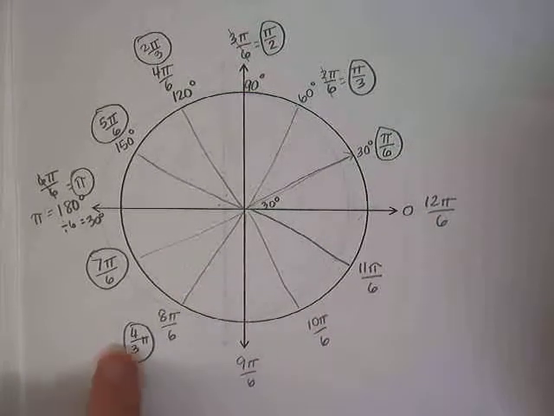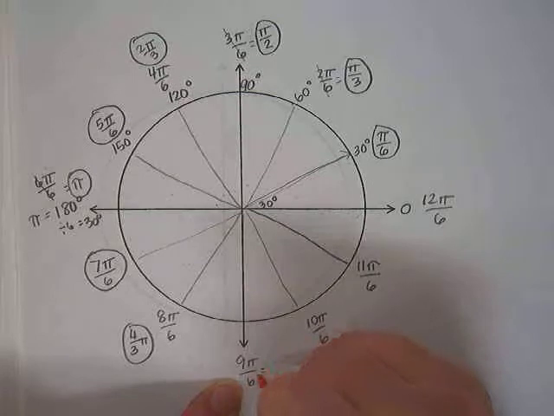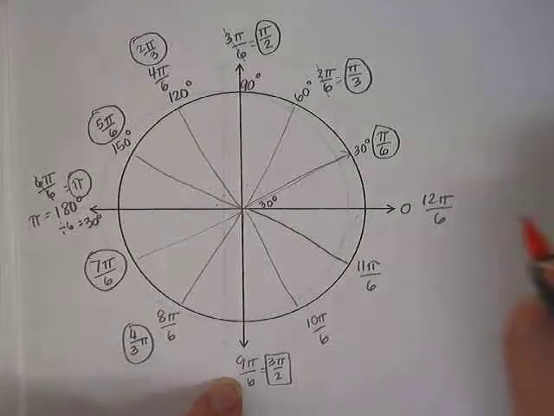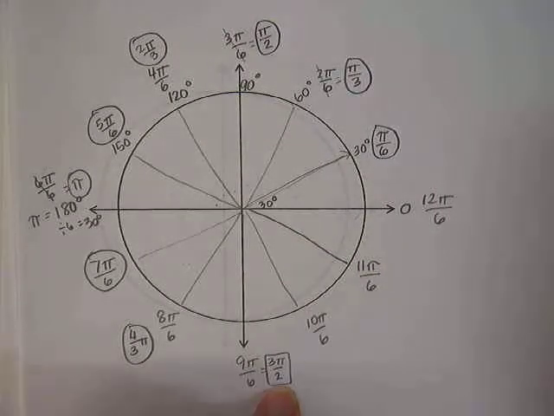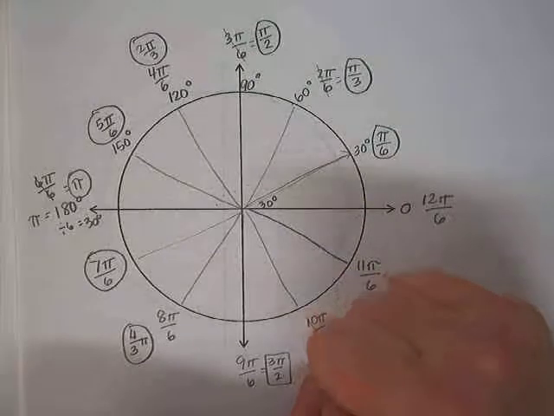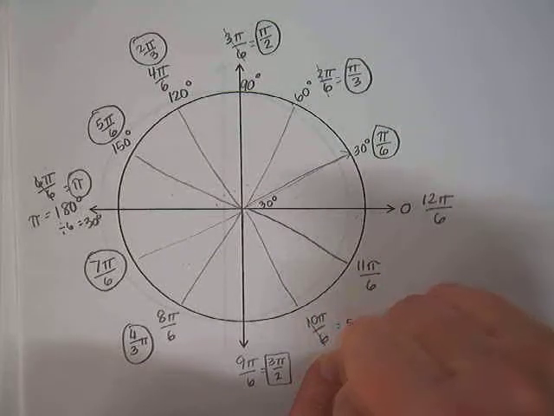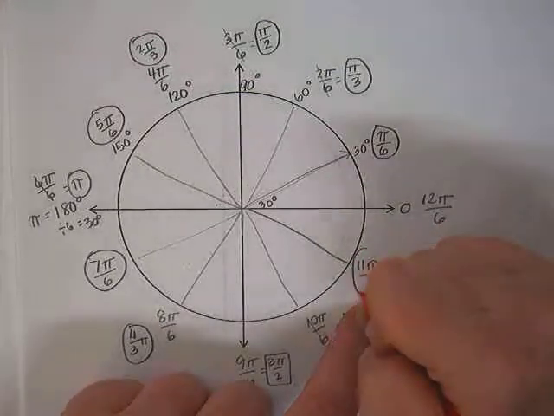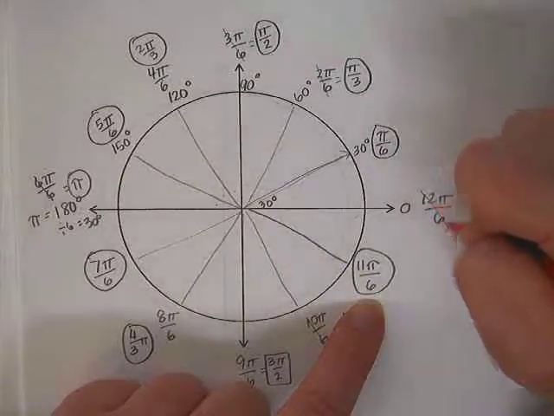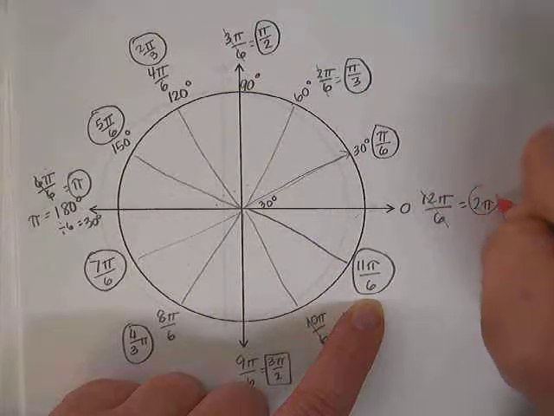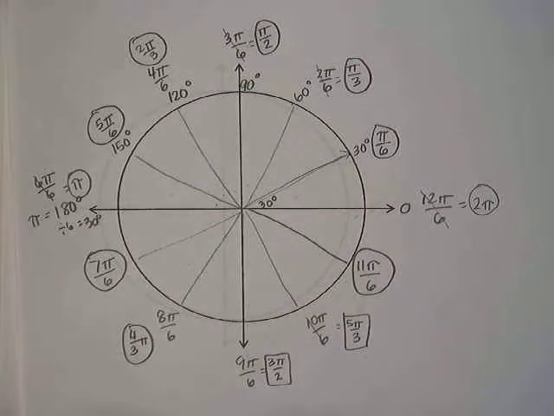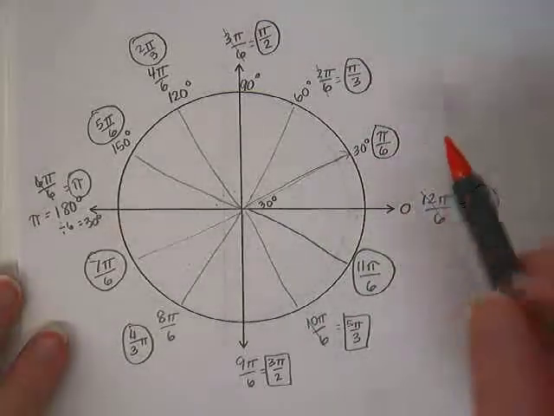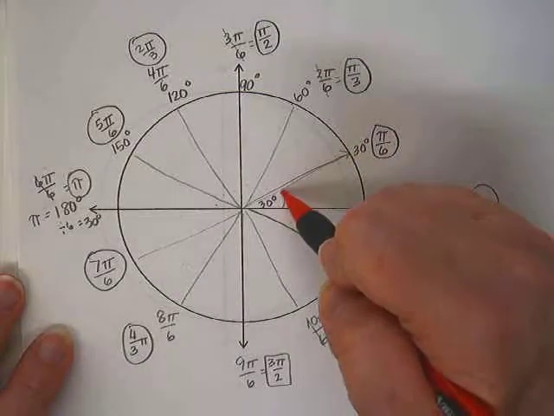7 pi over 6 does not reduce. 8 pi over 6 reduces to 4/3 pi, or 4 pi thirds. Either way, I guess I wrote that a little differently than I have been. This means the same thing. 9 pi over 6, 9 over 6 reduces to 3 halves, so 3 pi halves. That agrees with what we also talked about on the last page. 10 pi over 6, they are both divisible by 2, reduces to 5 pi thirds. 11 pi over 6 does not reduce. And then 12 pi over 6, of course, reduces to 2 pi, as it should, because we are completely around the circle.